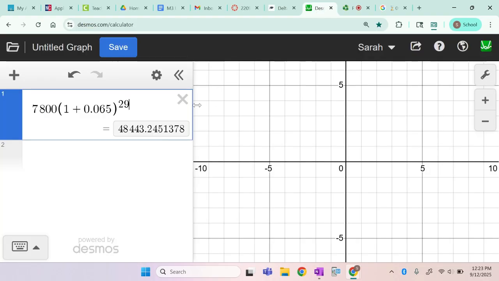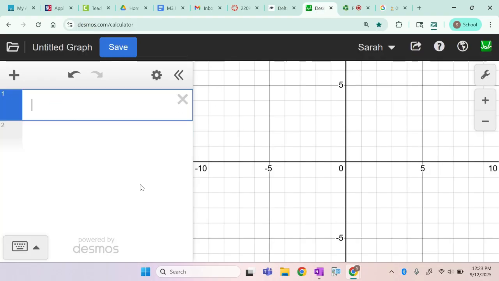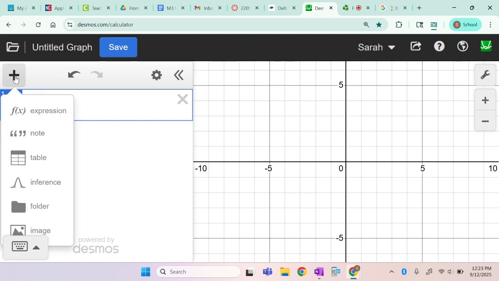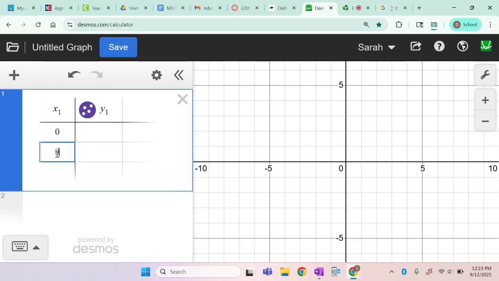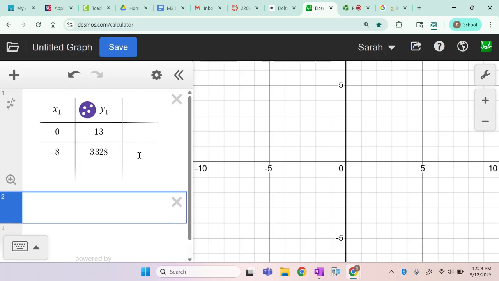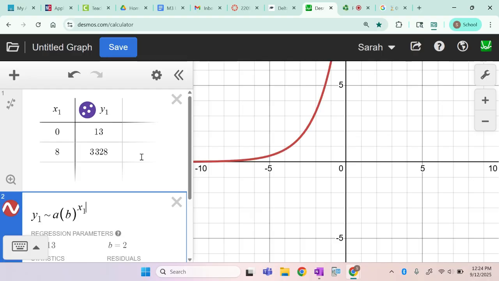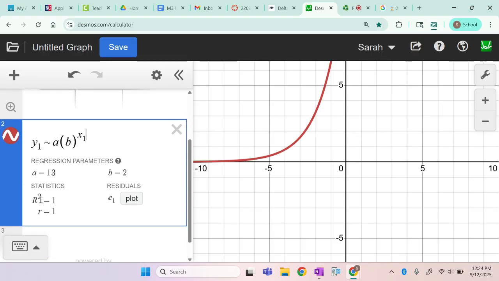That's where we put the answer. So in Desmos, you would make a table again, and you'll just put in the 2 points within the table. And we're going to do the same thing that we did with the other table. So we're going to do an exponential regression: y1 squiggle a times b raised to the x1 power. And look at that. Our a value is equal to 13. Our b value is equal to 2, which is exactly what we got originally.